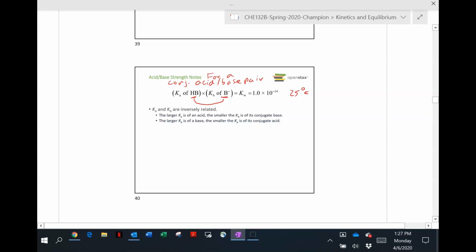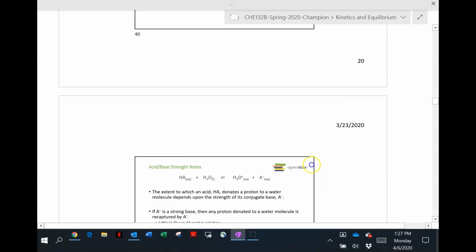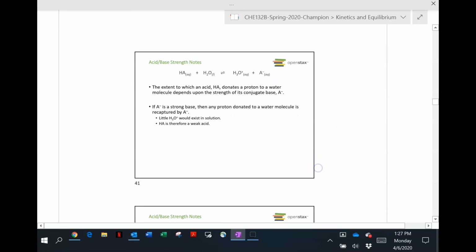And so we can relate Ka and Kb of acids and bases, and we can also relate the acidity of the acid to the basicity of the base. And you see here, the larger the Ka is, the stronger the acid, the smaller the Kb, the weaker the base. So you're going to see tables of these, and we'll talk about those in a minute.